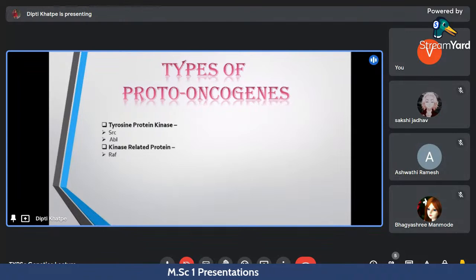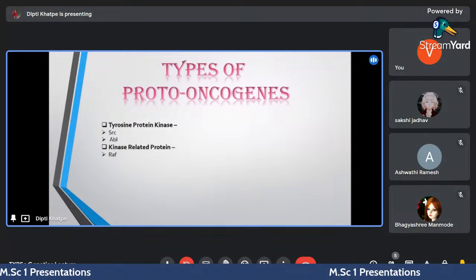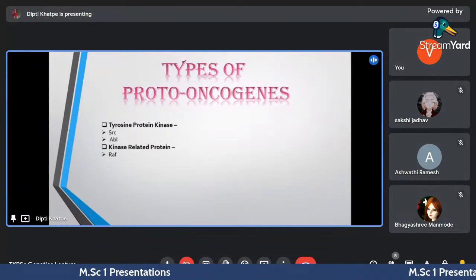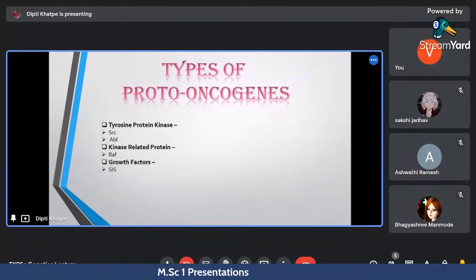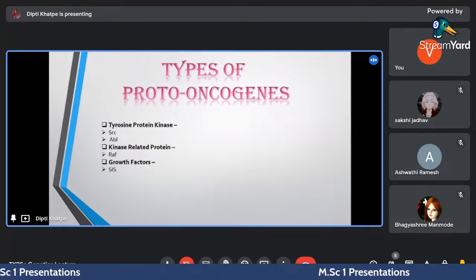Second is kinase related protein, that is RAF. RAF is the kinase related protein. It is the part of the ERK pathway. When the ERK pathway is continuously active, that leads to uncontrolled cell division and this causes cancer. Third one is growth factor, SIS. This encodes the beta chain of PDGF. This causes neoplastic transformation of fibroblasts.